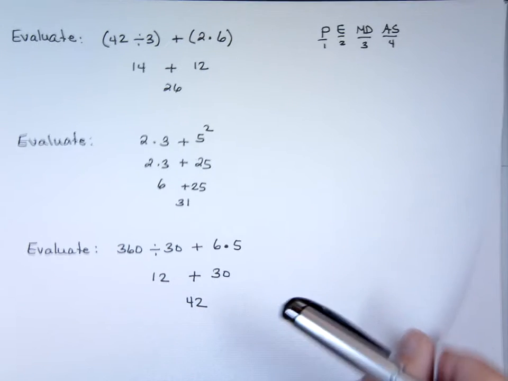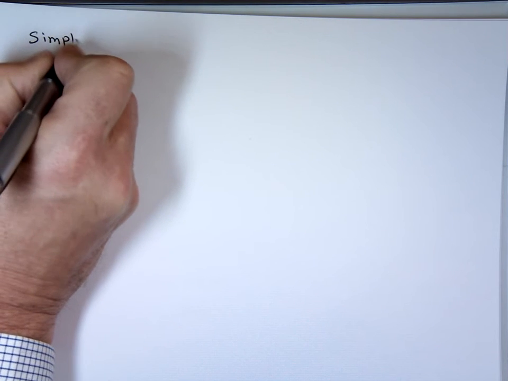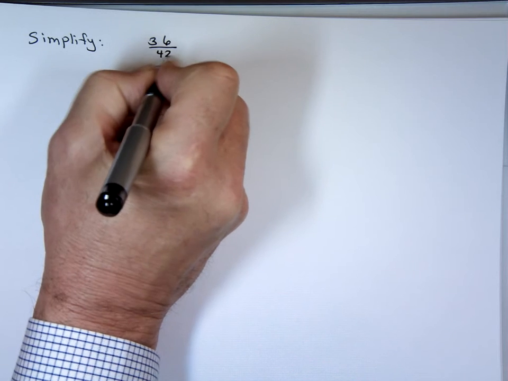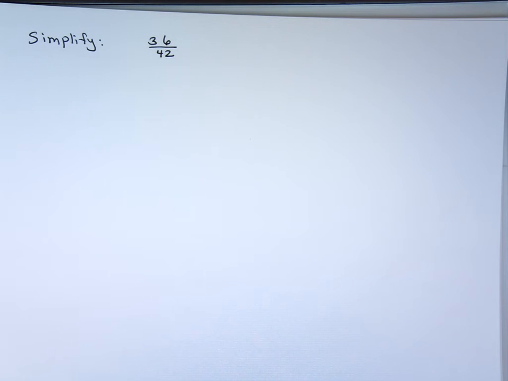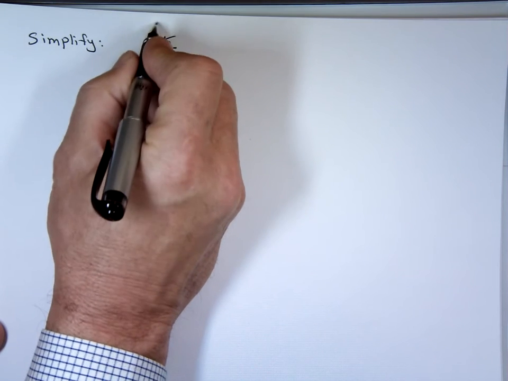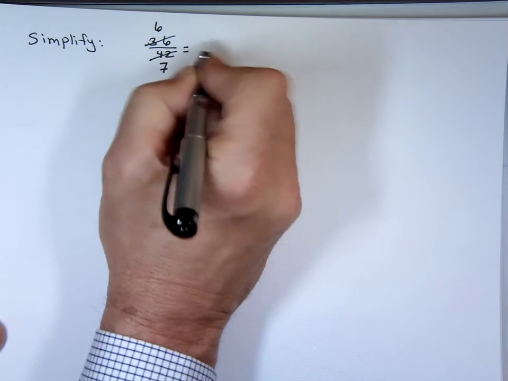Again, I'm mixing stuff from all chapters. Simplify. I think we went to fractions after that, chapter 2. 36 over 42. Can we divide them by anything? We can divide by 2. We can also divide by 6. By 6, this is what? 6. By 6, this is what? 7. You could have done it by 2, by the way.